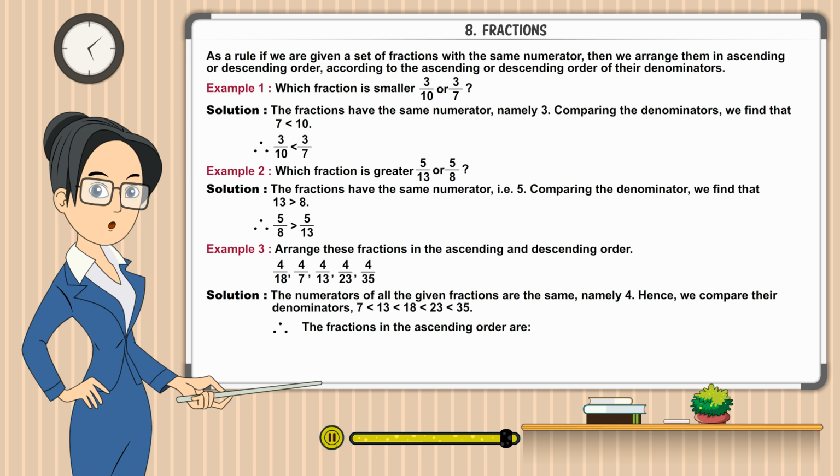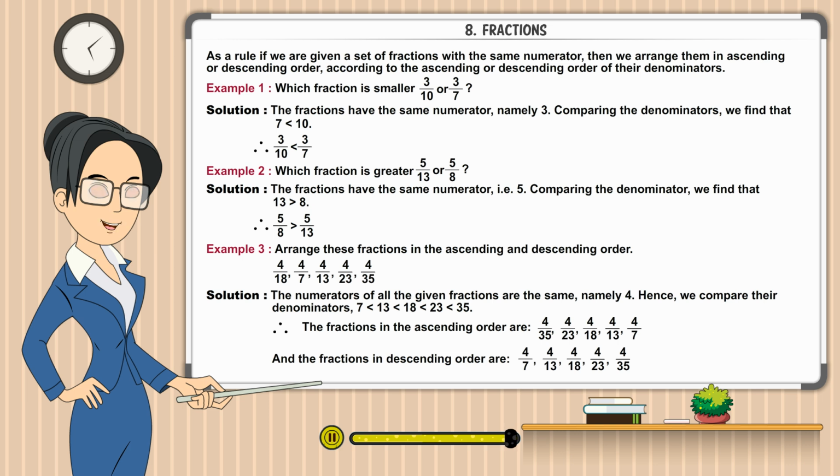Therefore, the fractions in ascending order are 4 upon 35, 4 upon 23, 4 upon 18, 4 upon 13, 4 upon 7. And the fractions in descending order are 4 upon 7, 4 upon 13, 4 upon 18, 4 upon 23, 4 upon 35.